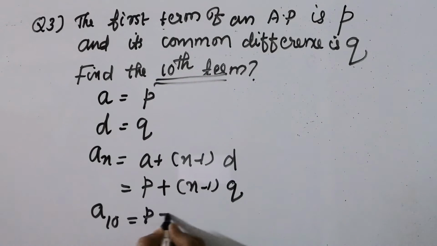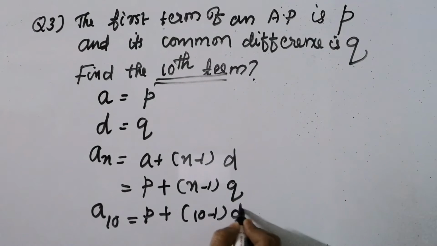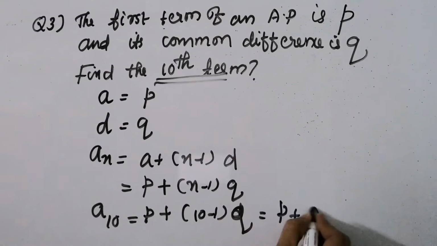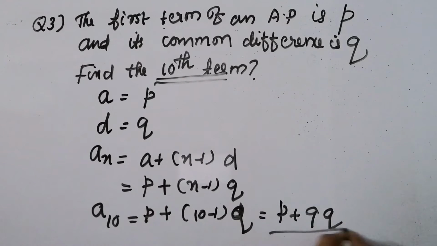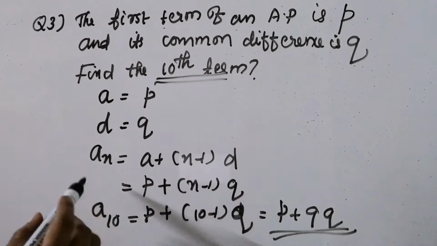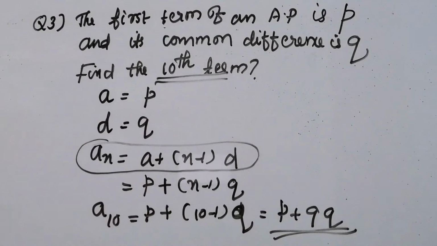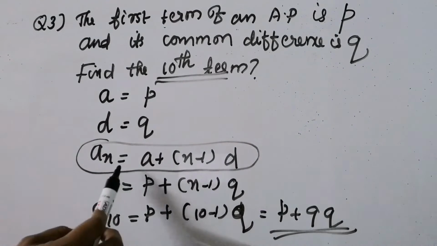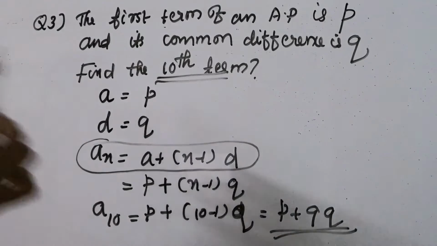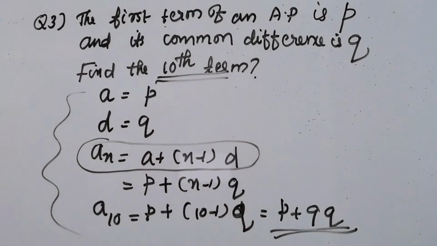a10 is equal to p plus 10 minus 1 into d, 10 minus 1 into q, which is equal to p plus 9q. Okay, this is our 10th term of the arithmetic progression. Then you must study this formula, an is equal to a plus n minus 1 into d. We are using this nth term formula of an arithmetic progression to solve this problem. Clear?